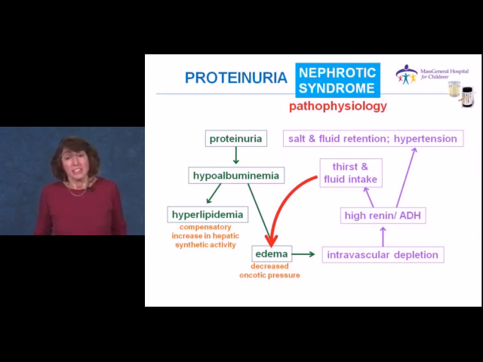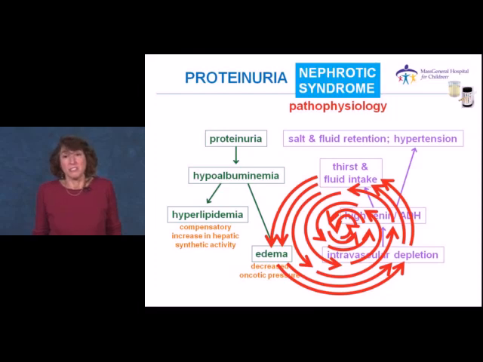That edema causes, of course, intravascular depletion because the fluid is leaking from the blood space into the tissues. And with that intravascular depletion, you're then essentially hypovolemic with decreased flow to the kidney. The kidney enters a high renin, high ADH state, and then you have salt and fluid retention. You can develop hypertension. And then, of course, you're also very thirsty, and you want to drink more fluid. But that fluid leaks into the tissues out of the blood space. And so you have, again, further worsening of your edema, ongoing intravascular depletion, and the spiral just goes round and round and round.